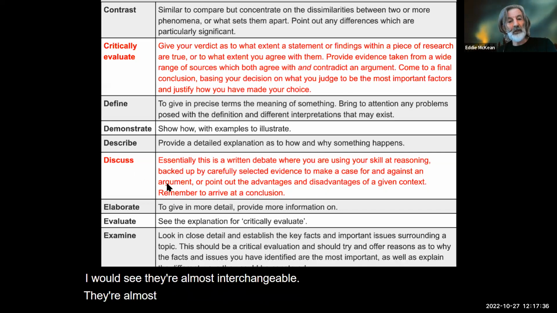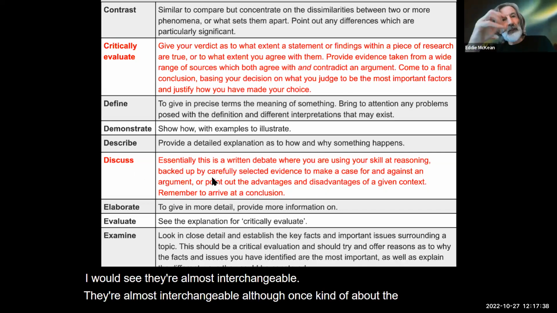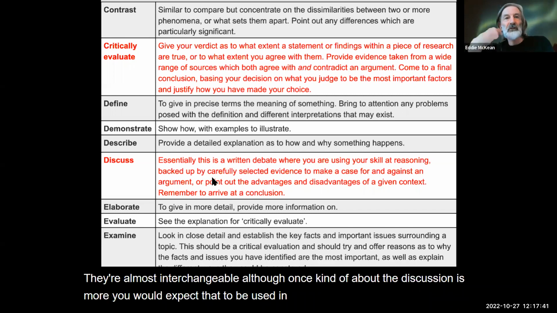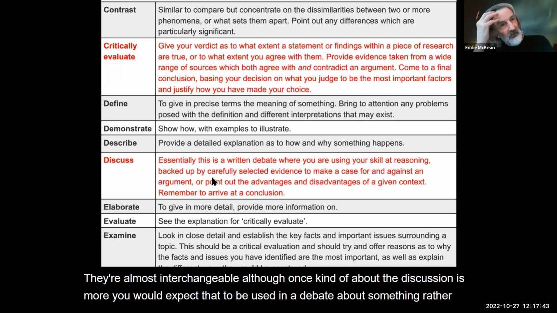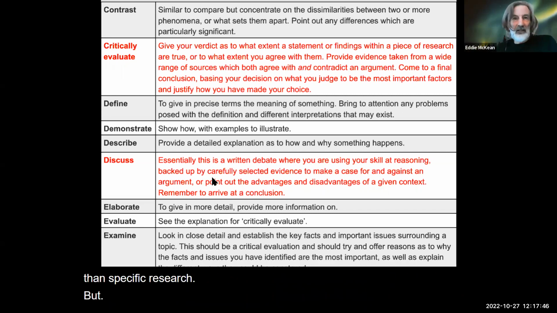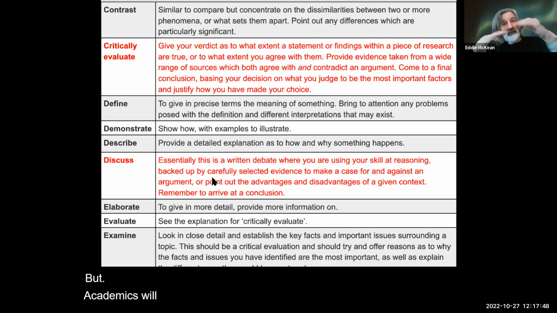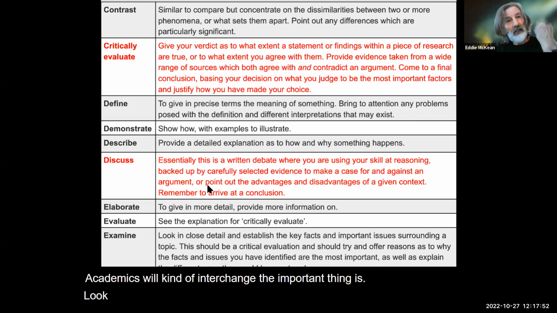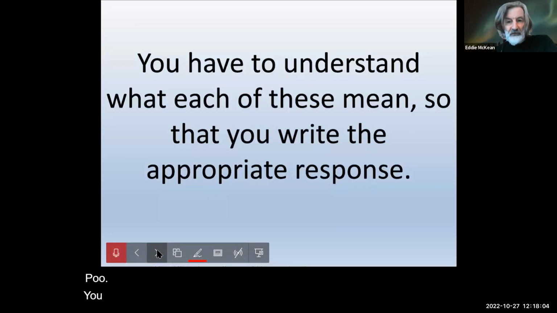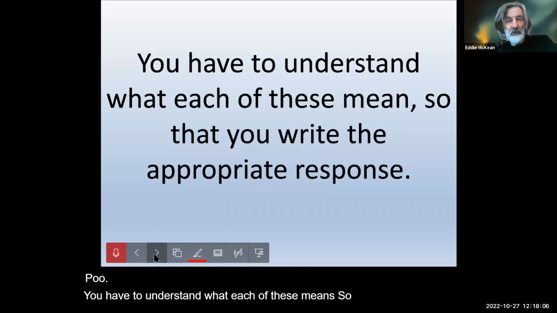Although with discussion, you would expect that to be used in a debate about something rather than specific research. But academics will interchange these. The important thing is look at both sides, bring out the evidence and make sure you come to a conclusion. You have to understand what each of these means, so you can write the appropriate response.